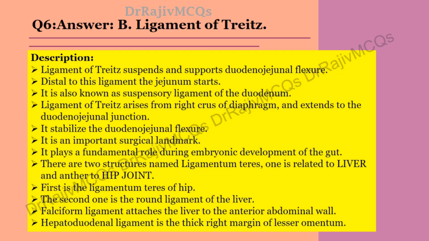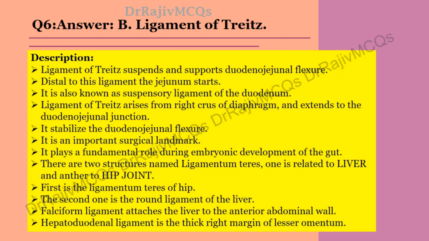Ligament of Treitz arises from the right crus of diaphragm on the right side of esophageal hiatus, passes downwards behind the pancreas and extends to the duodenojejunal junction. It is attached to the posterior surface of the duodenojejunal flexure and the third and fourth parts of the duodenum. From above downwards, it is made up of striated muscle fibers, elastic fibers, and smooth muscle fibers. In normal conditions, its function is to increase the angle of the duodenojejunal flexure. It stabilizes the duodenojejunal flexure and prevents it from being displaced.